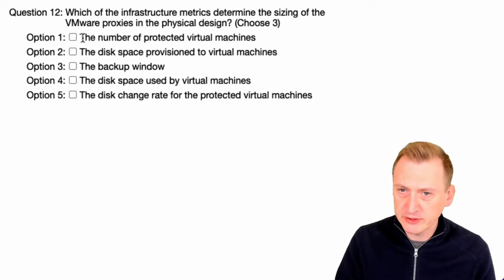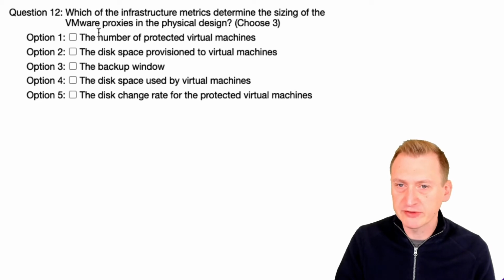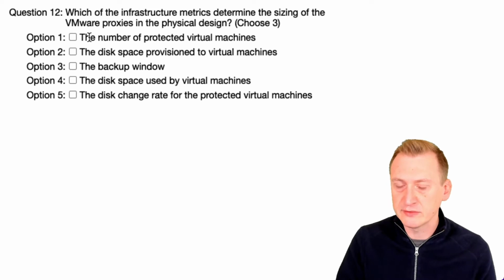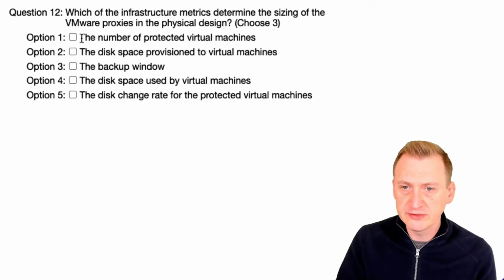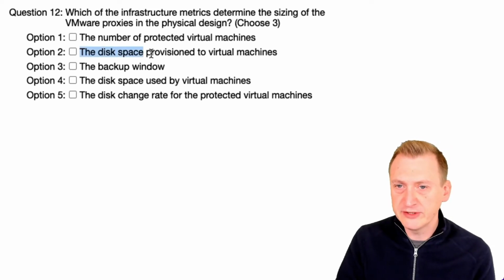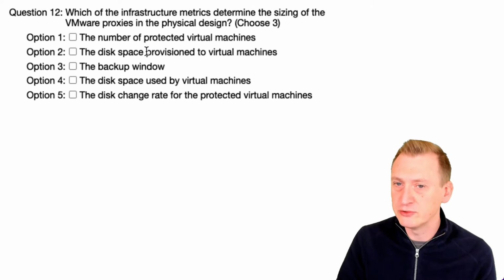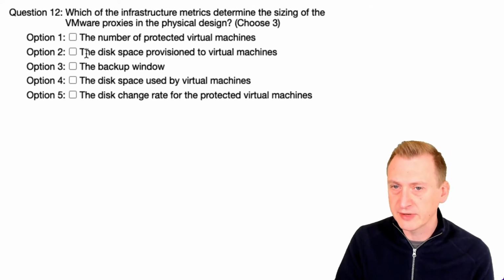Doesn't really matter, actually. What we want to know is how much data we're backing up. It's not so relevant if it's one or five machines. Disk space provisioned. So keyword here being provisioned. Just because it's been provisioned doesn't mean it's actually in use. So I would say that's a distractor.